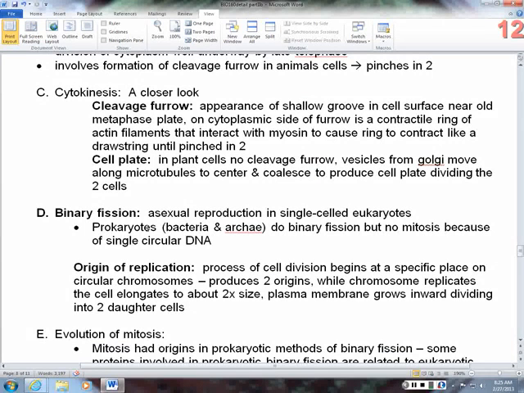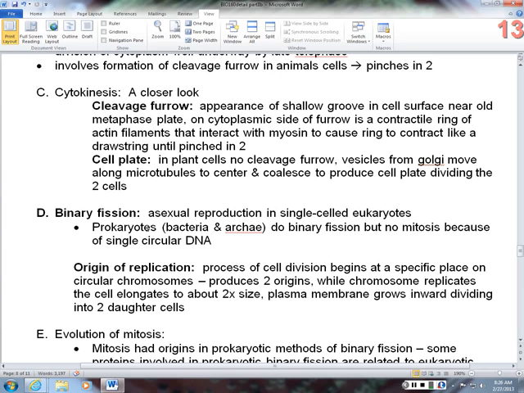You've got a contractile ring of actin filaments, the same stuff that muscles are made of. It's going to start to pinch off and close like a drawstring. It's like wrapping a string around the cell and tightening that string to pinch it off, which is what it's going to do.